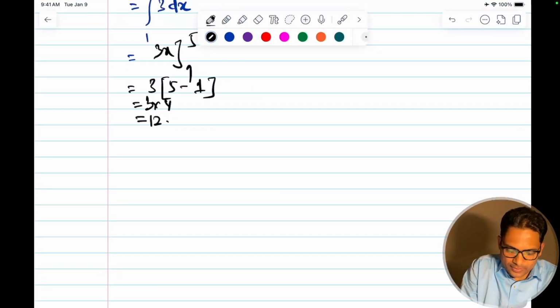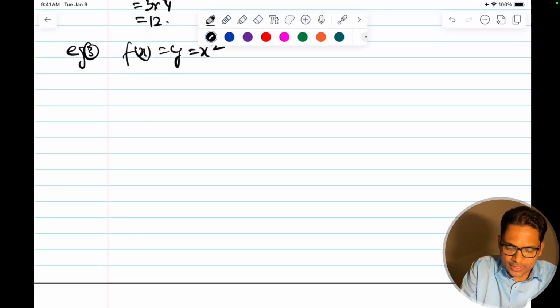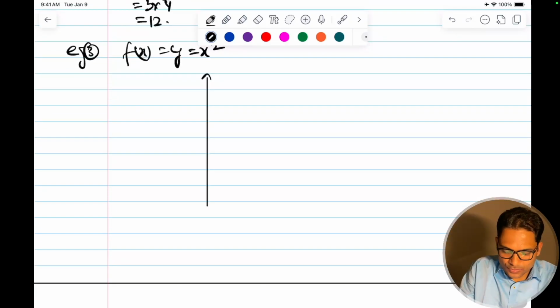Say for example, I have a curve, an equation like y is equal to x square. This is my fx. My fx is equal to y is equal to x square. This is my function. So what will the curve look like? So y is equal to x square.